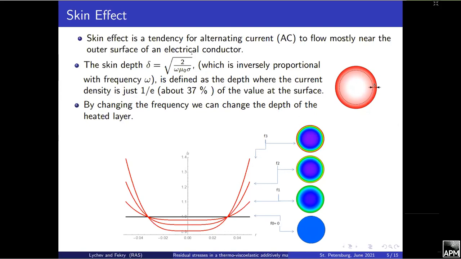Here we have the expression that gives us the skin depth. It depends on the frequency of the current. So if we have a big frequency, delta will be small. So we can control the process: if we increase the frequency of the AC current, we can decrease the skin depth, and so we can heat only the surface of the cylinder, not the whole cylinder. By changing the frequency, we can change the depth of the heated layer. Here we have a figure showing that by controlling the frequency, we can change the intensity of the alternating current.